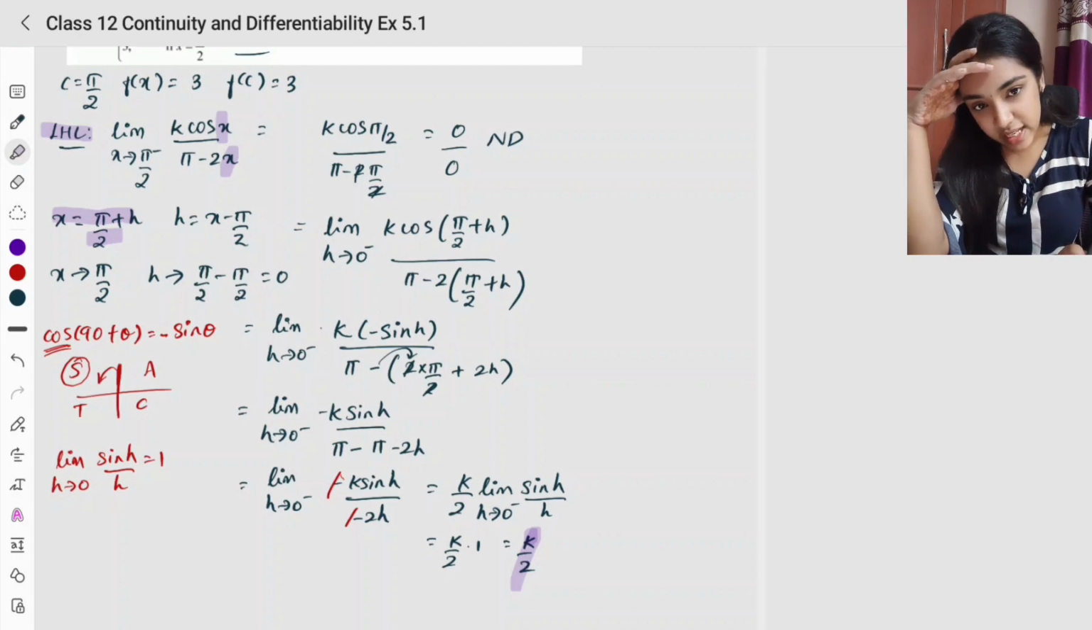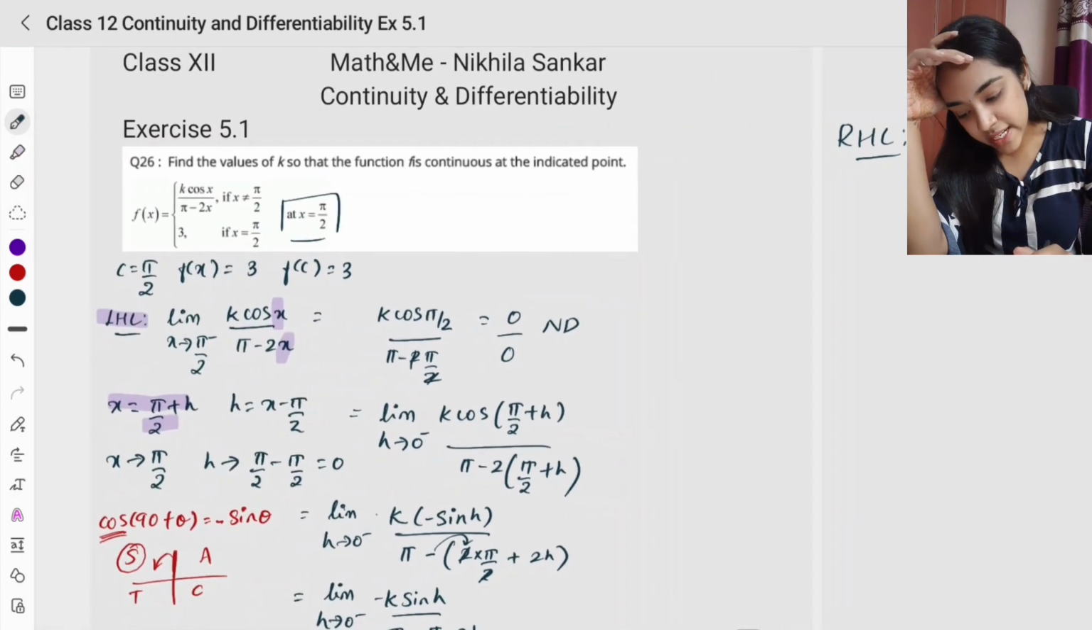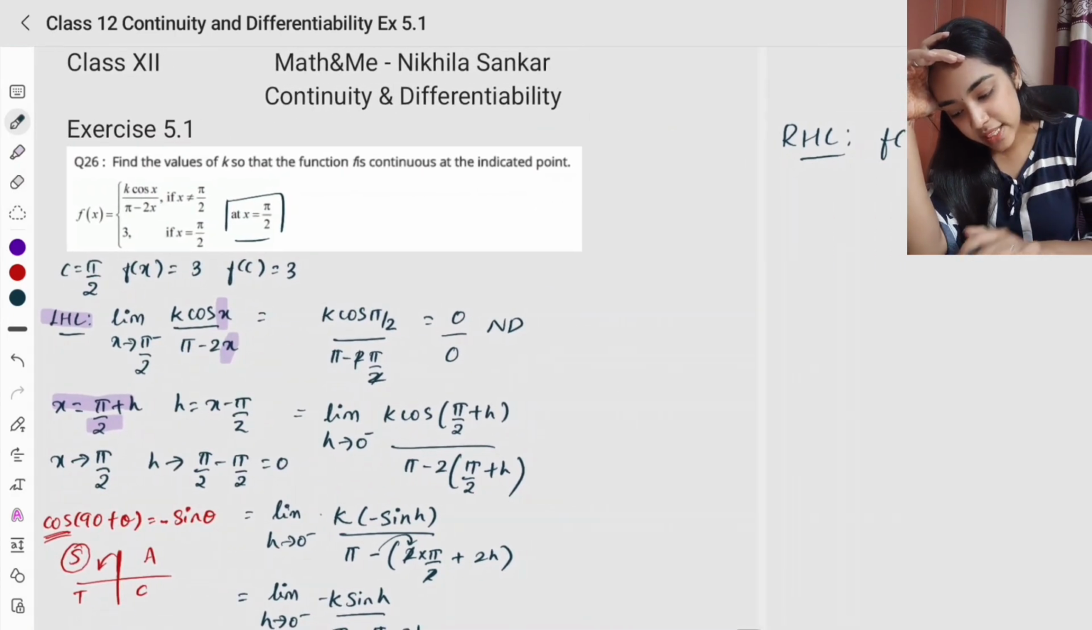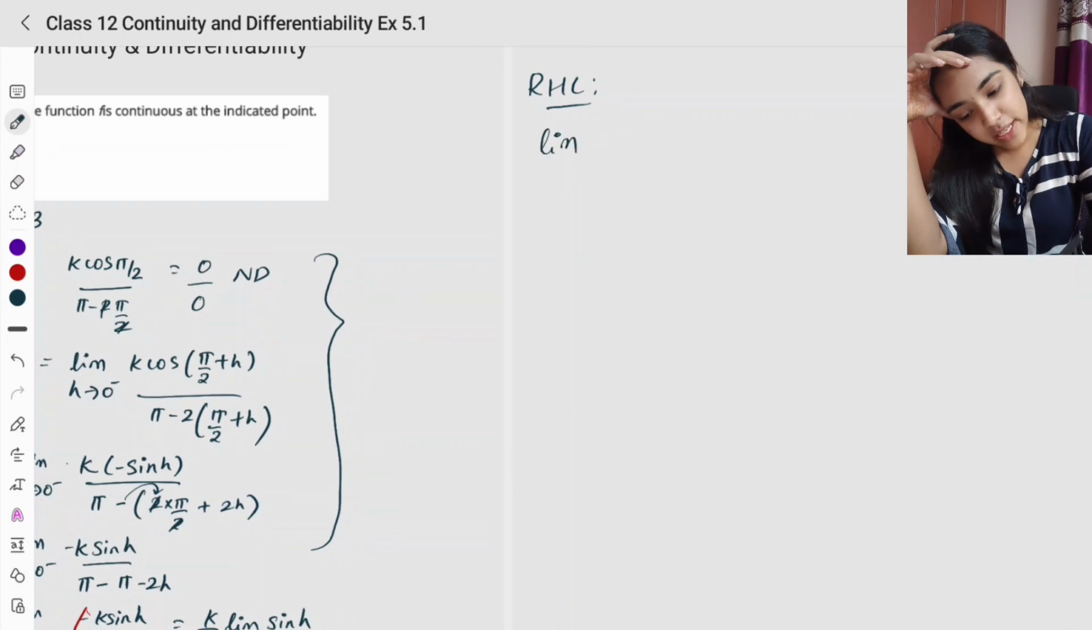In the question they are asking me to find the value of k, correct? My right hand limit is also going to give me the same answer. What is my f of x for the right hand limit? It is going to be the same thing. So I'm going to do all these similar steps, and I'm going to get the right hand limit also to be k by 2. So I'm going to have limit x tends to pi by 2 plus of f of x. I'm going to get the same value similarly, similar to the previous steps.